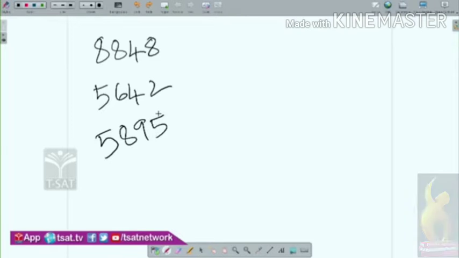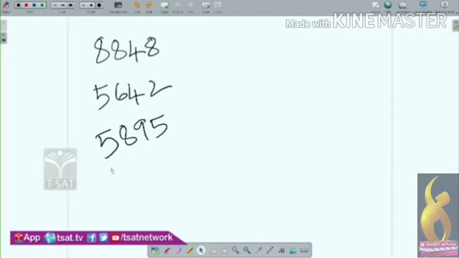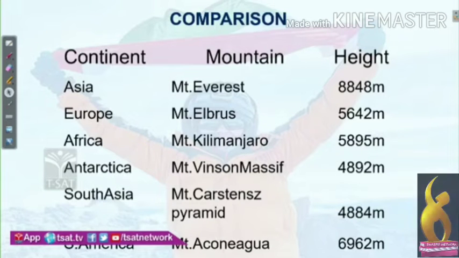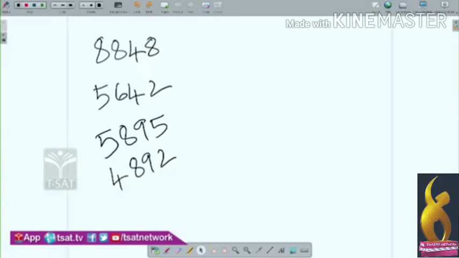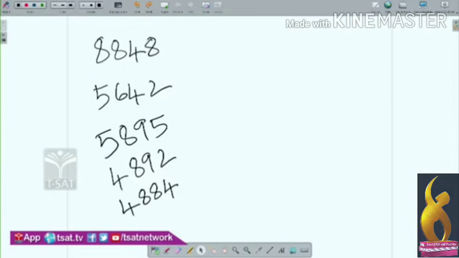Next we have Mount Vinson Massif with 4,892. Next we have other two mountains with 4,884. Next we have one more with 6,962. Here I have 6 numbers: 1, 2, 3, 4, 5, 6.